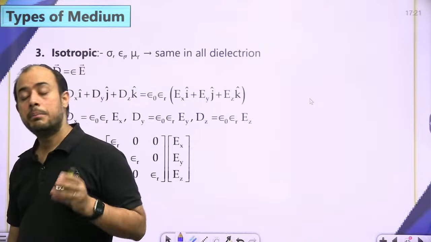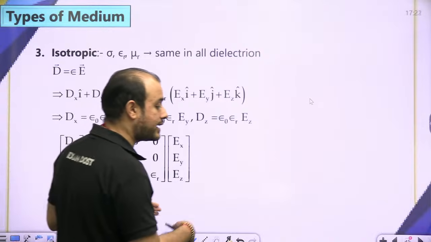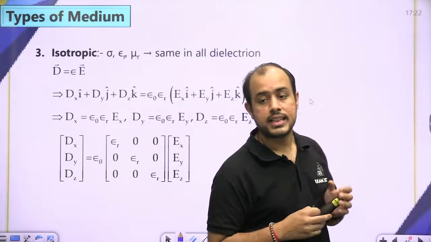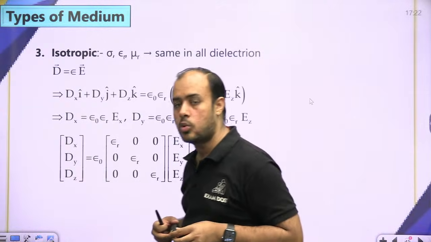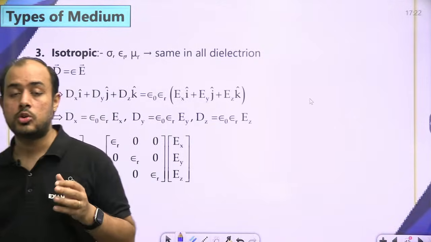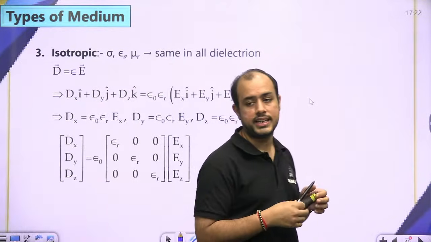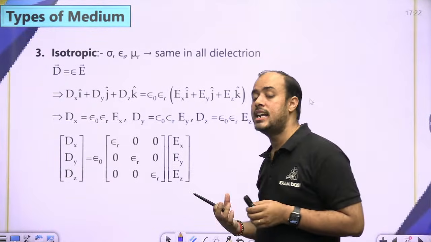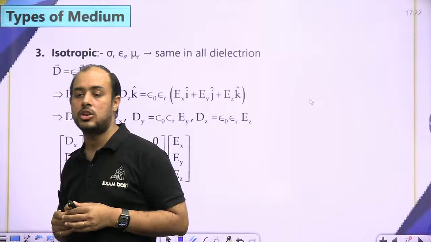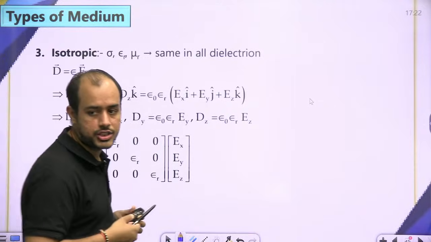आइसोट्रोपिक माने मीडियम has the same property in every direction. That is, in every direction the allowance or obstruction to the field is equal. हर दिशा में फील्ड को जाने देने की क्षमता या रोकने की क्षमता बराबर होती है तो उसे आइसोट्रोपिक कहा जाता है. That means permittivity and permeability should not depend on the direction.